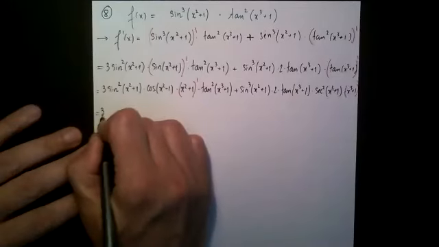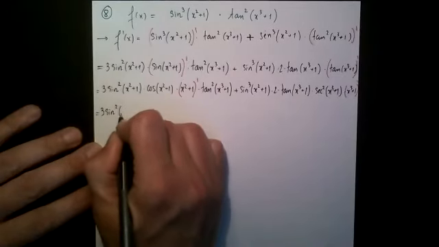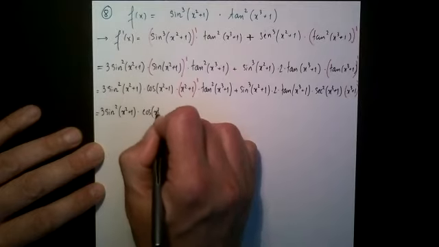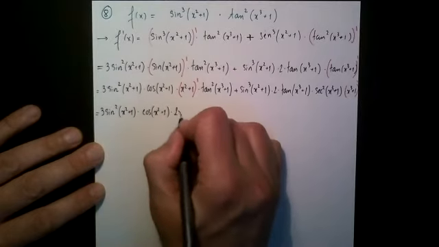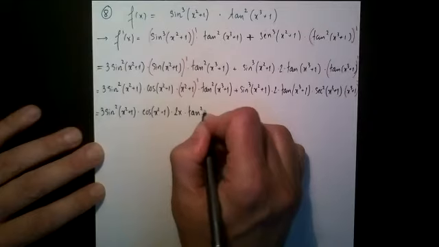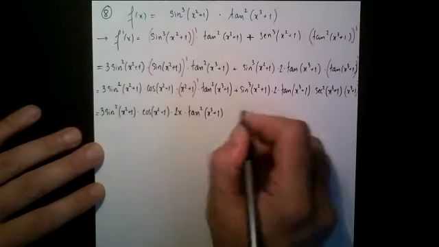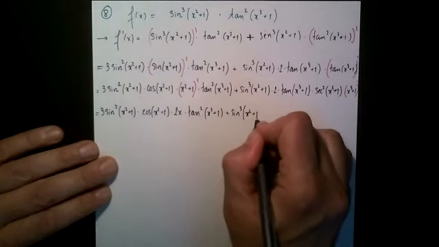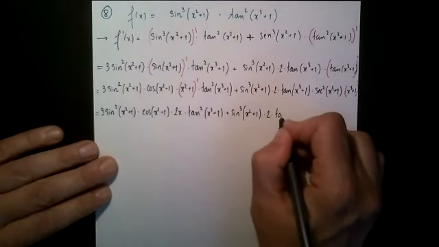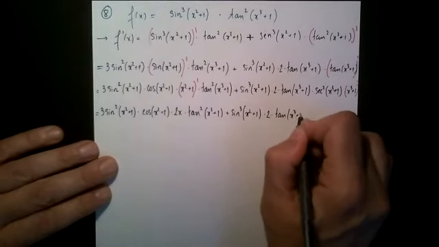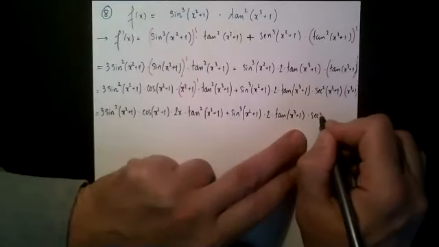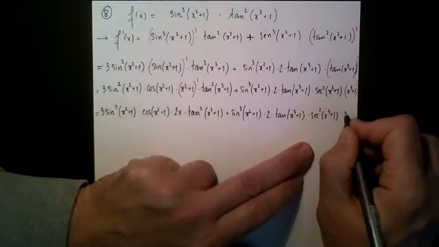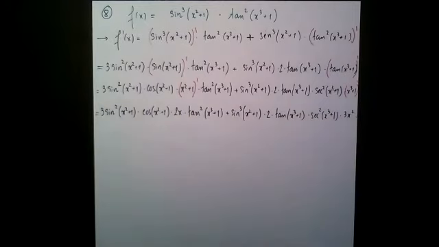So equals 3 sine squared of x^2 plus 1 times cos of x^2 plus 1 times 2x times tangent squared of x^3 plus 1, plus sine cubed of x^2 plus 1 times 2 tangent of x^3 plus 1 secant squared of x^3 plus 1 times 3x^2, and that's my answer.